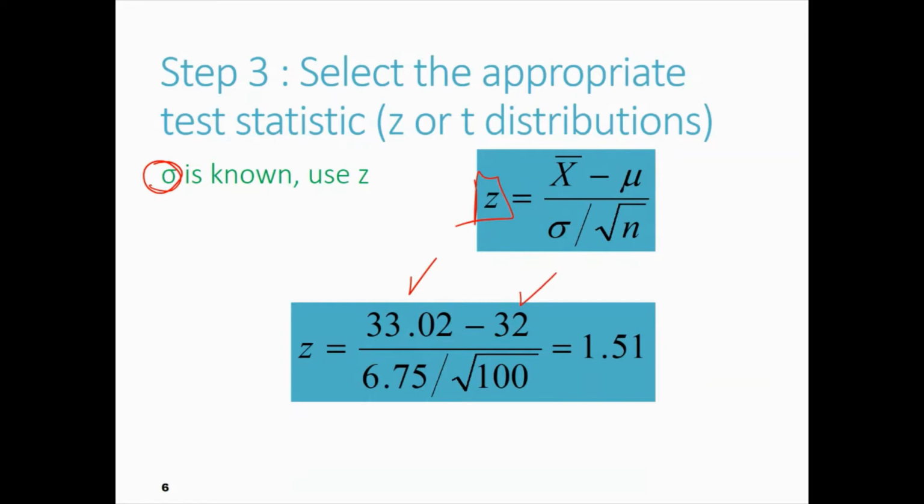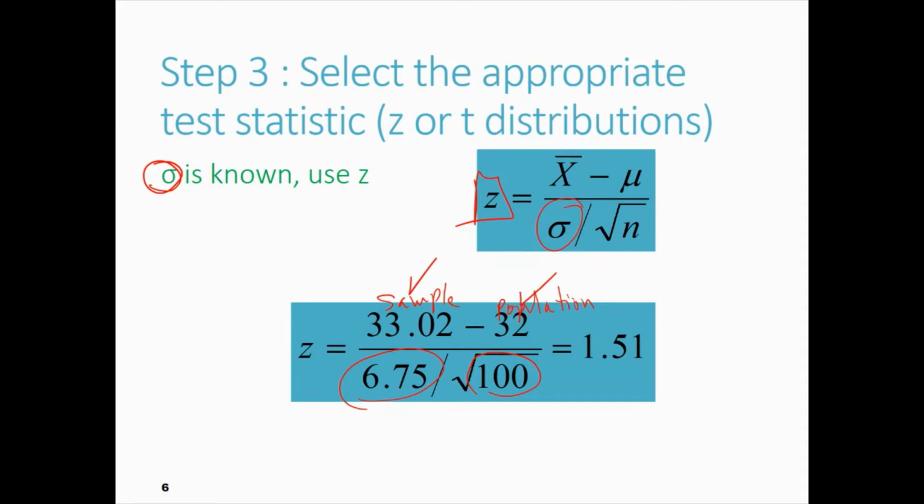Population mean 32, so this is your sample mean. This is your population mean. All right, sigma, the population standard deviation, is 6.775, and our n equals 100. So when you calculate, Z is equal to 1.51. This is just when you calculate the Z.